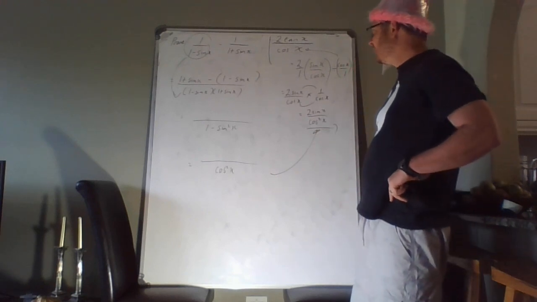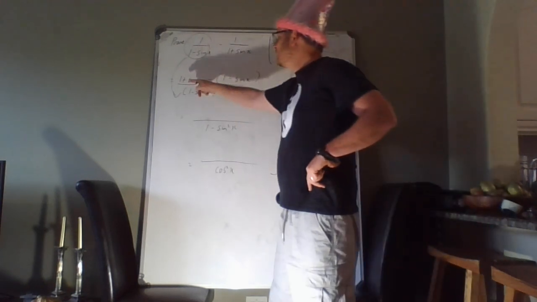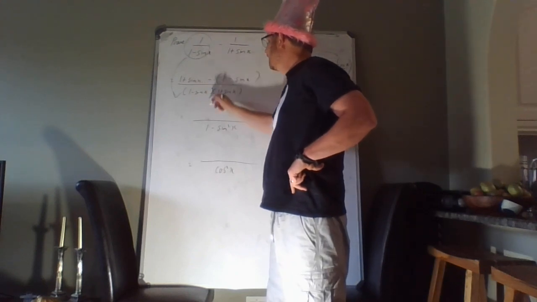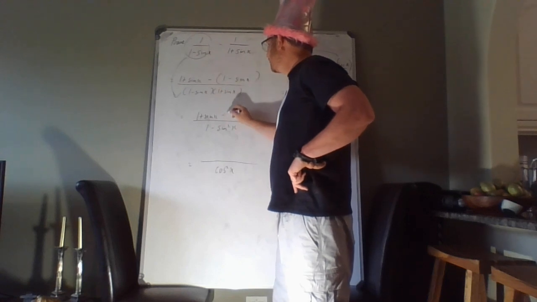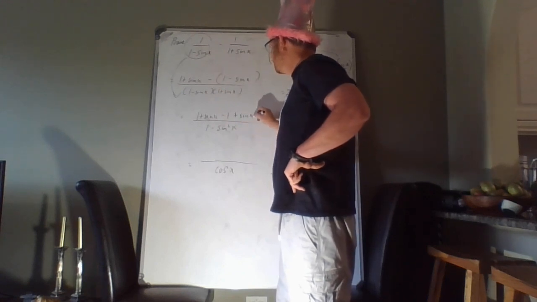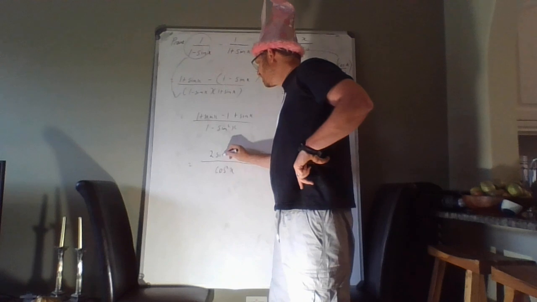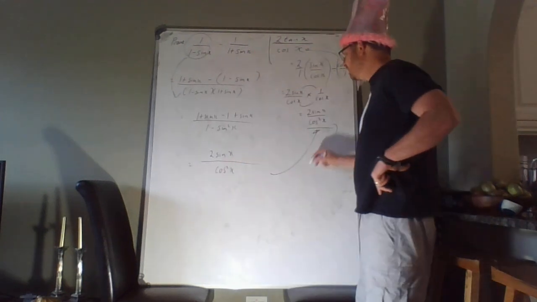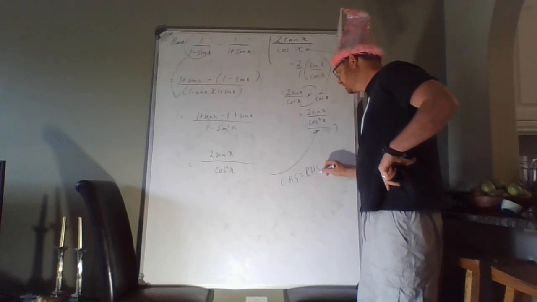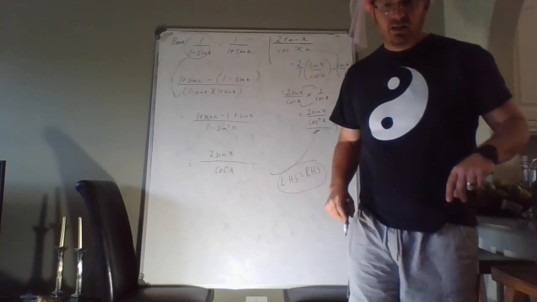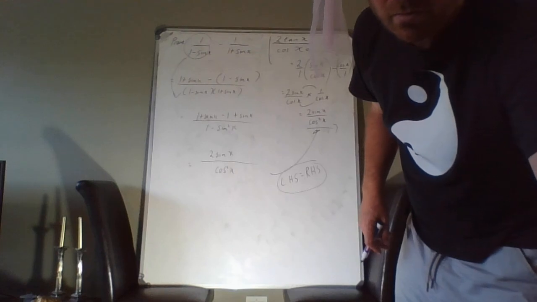And if I just go neaten up the numerator, I'm going to end up with, if you want to distribute the negative first, 1 plus sine x minus 1 plus sine x. 1 minus 1 is 0. We get 2 sine x over cos squared x, and voila! The left-hand side is equal to the right-hand side. We are done.